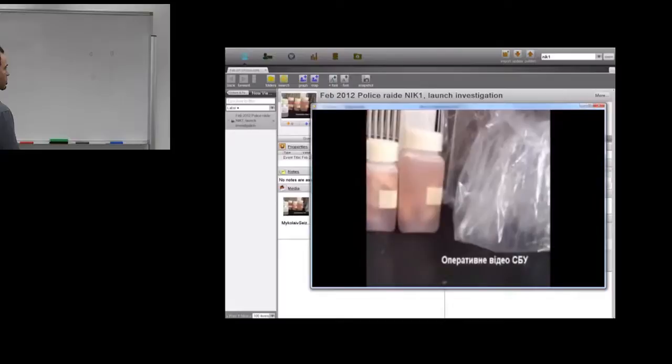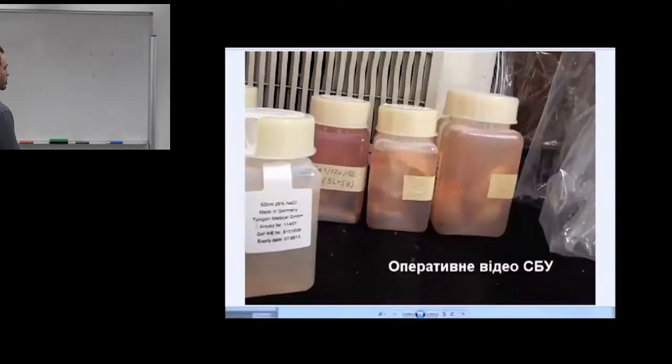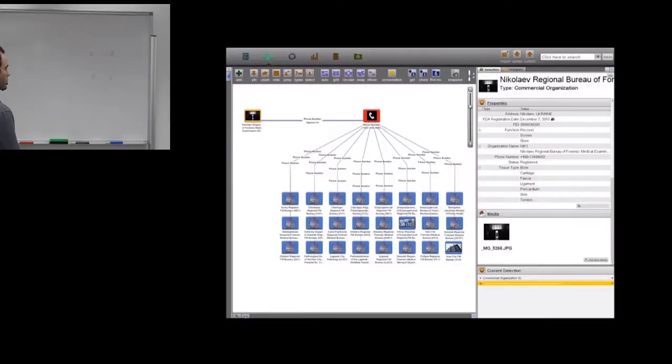the morgue. During the raid, police seized autopsy reports written in English, lab results apparently destined for Tutogen, and bottles of human tissue labeled Tutogen, made in Germany. But one thing really caught their eye, an envelope stuffed with cash labeled NIK1. That's the U.S. government's abbreviation for the Nikolaev morgue. See, the morgue was registered as a tissue bank with the FDA.